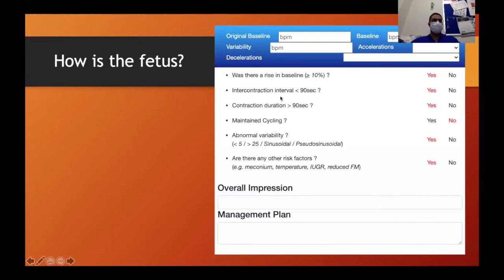Is cycling still maintained? Any abnormal variability or any other risk factors arising in the process? That's how you make your hourly assessment. You always need to make sure that you can see or you comment on any hypoxia that's present. And what's your management plan moving forward?